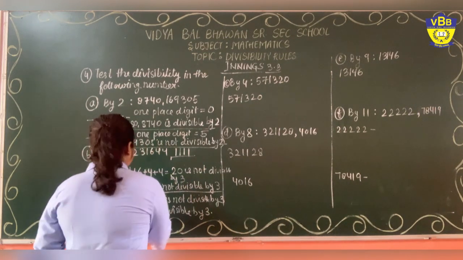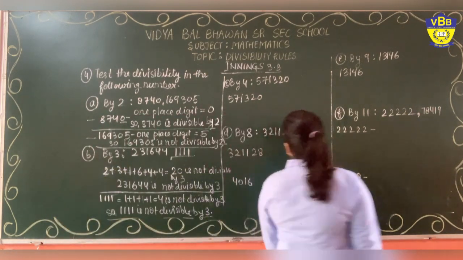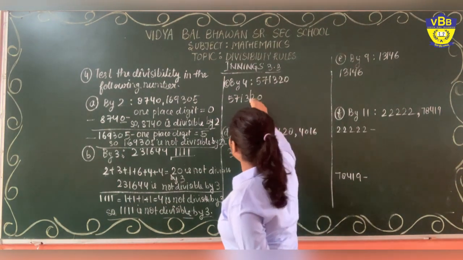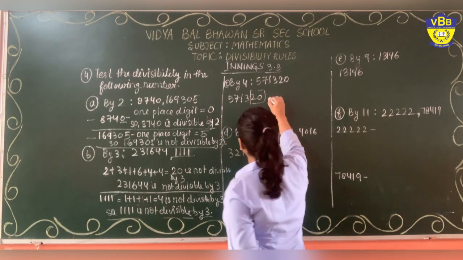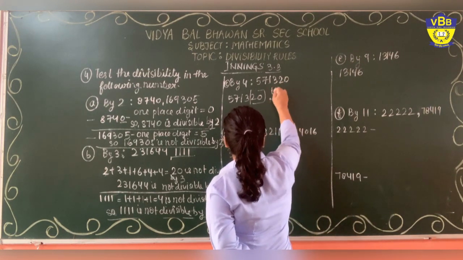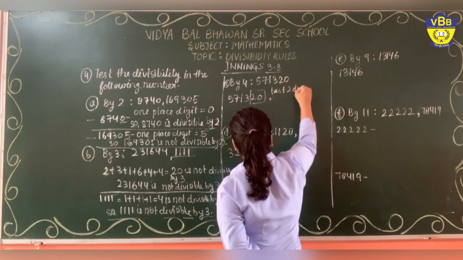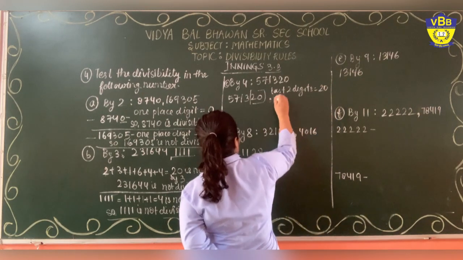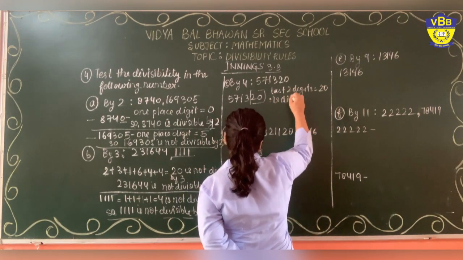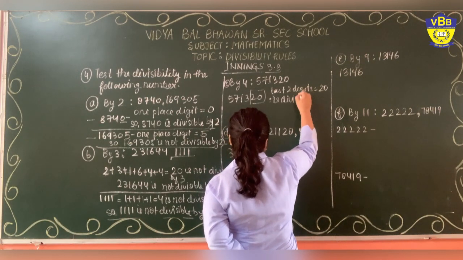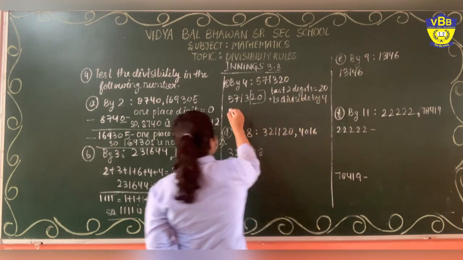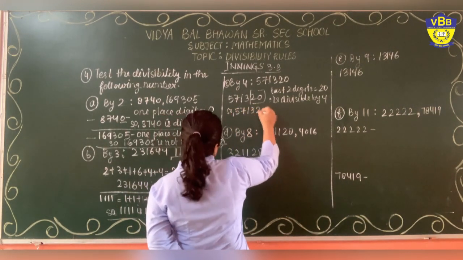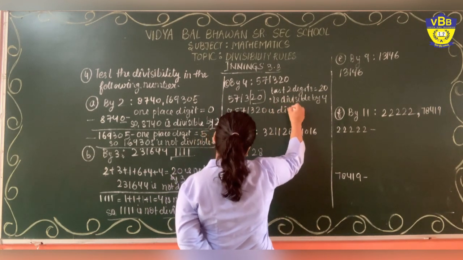After that, next up we have divisibility by 4. To check whether a number is divisible by 4 or not, we need to check the last 2 digits. Last 2 digits is 20. And 20 is divisible by 4. So 57130 is divisible by 4.